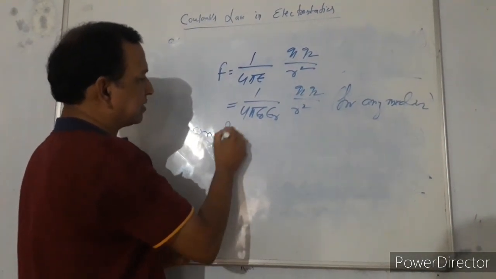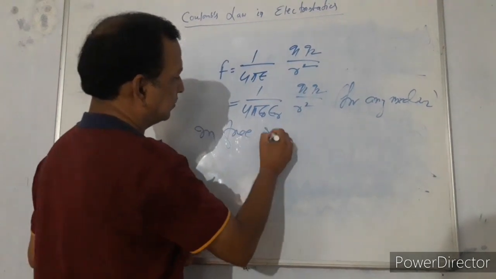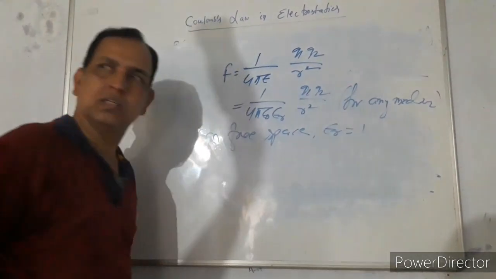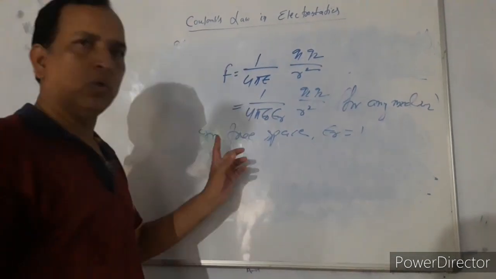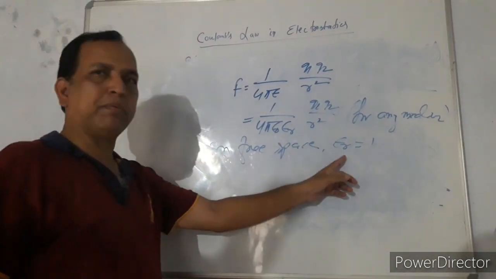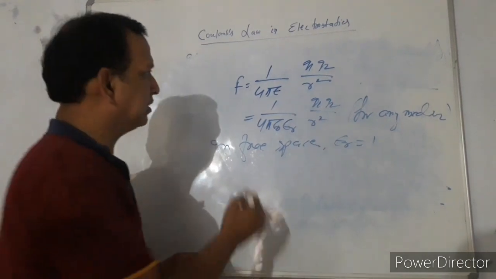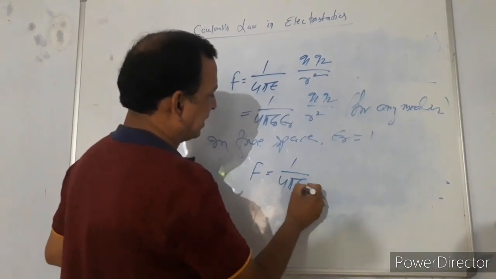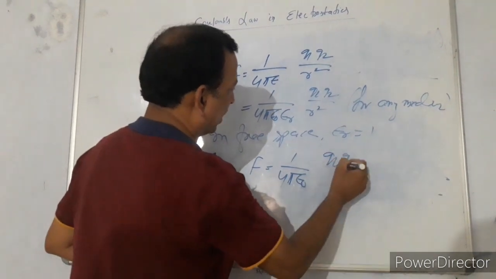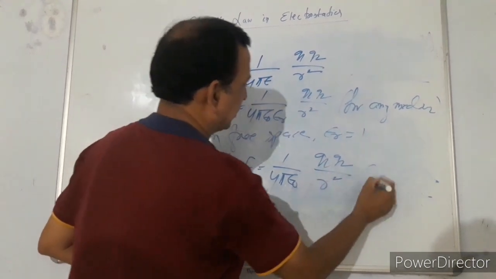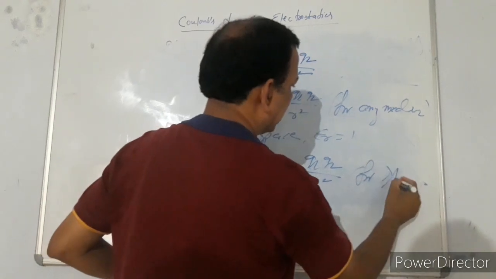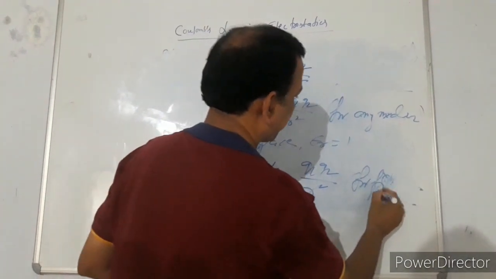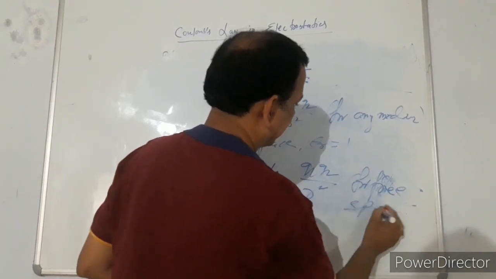In free space, epsilon r is equal to 1. Relative permittivity is equal to 1 in free space. So F is equal to 1 by 4 pi epsilon naught Q1 Q2 by R square for free space.